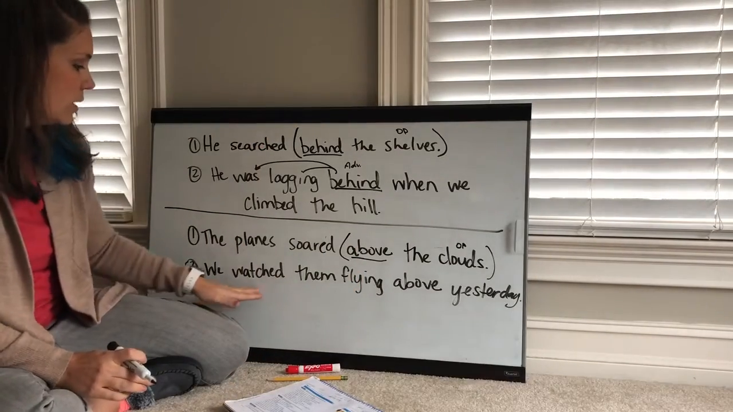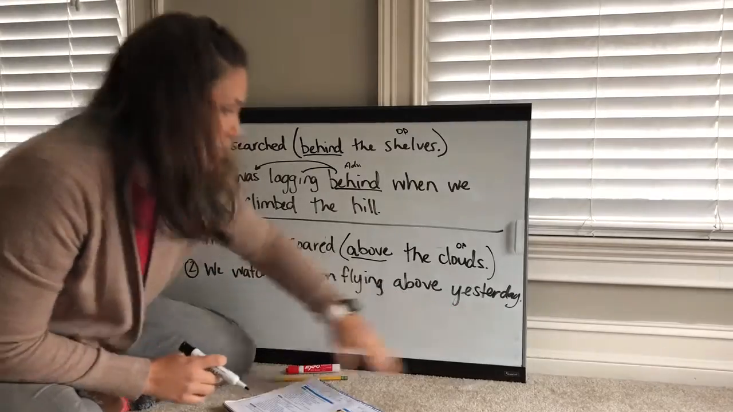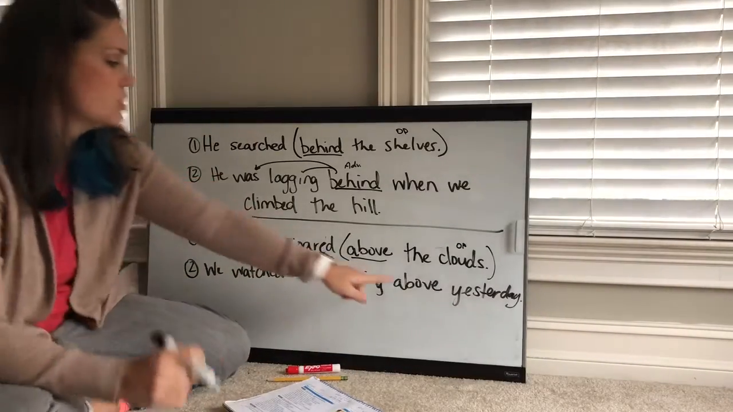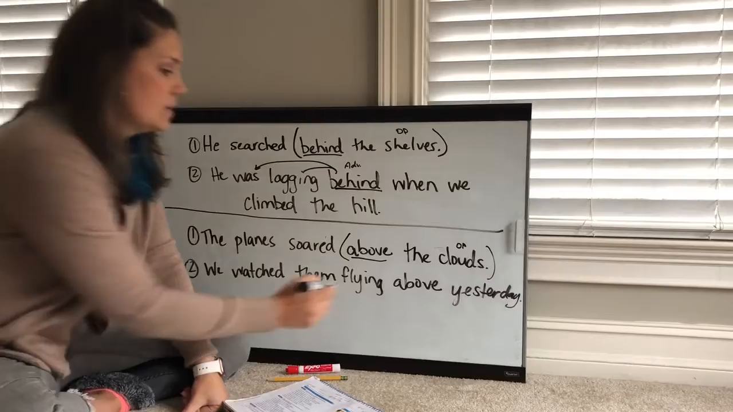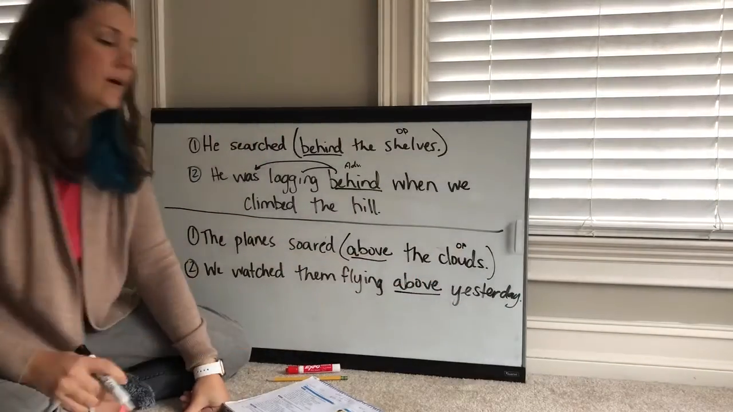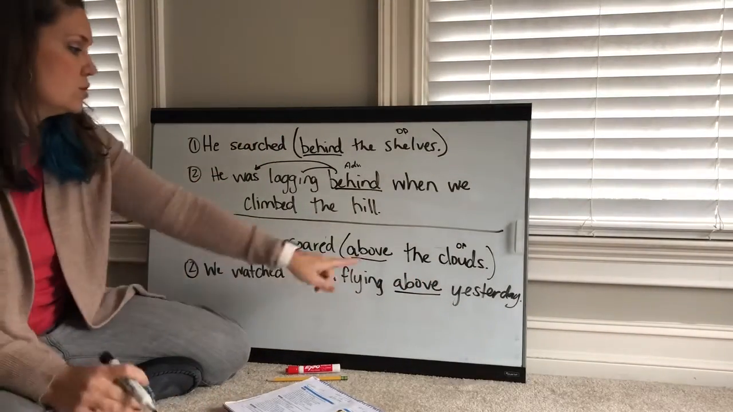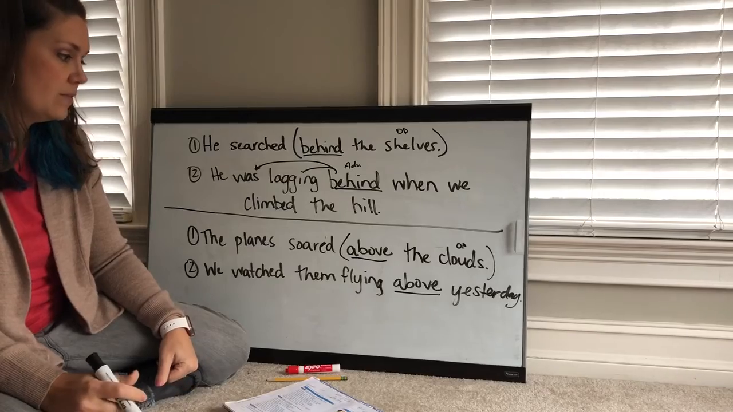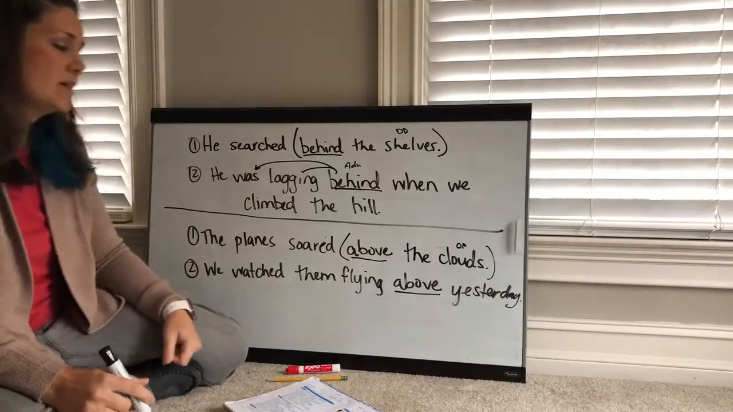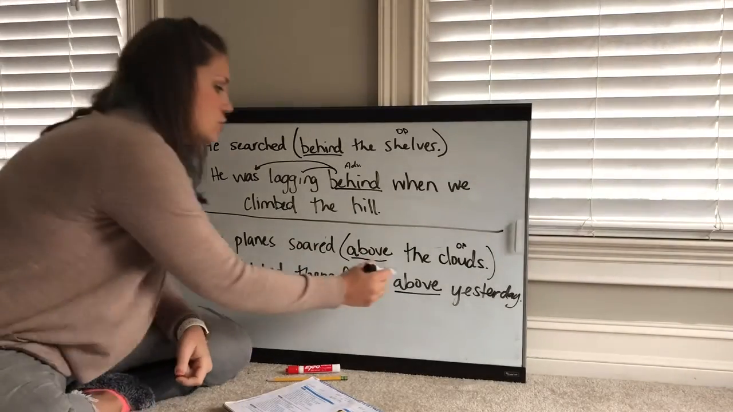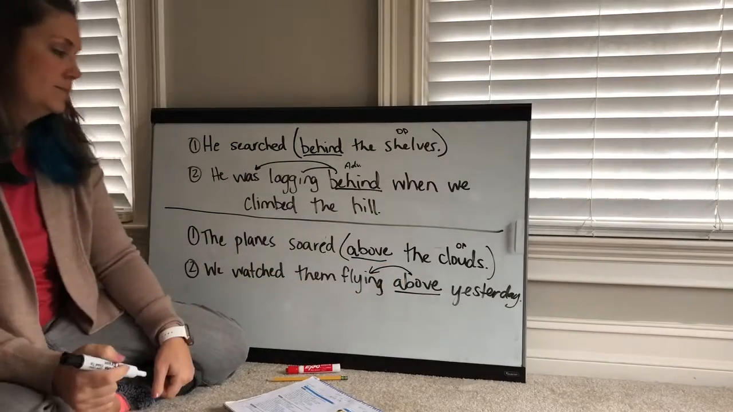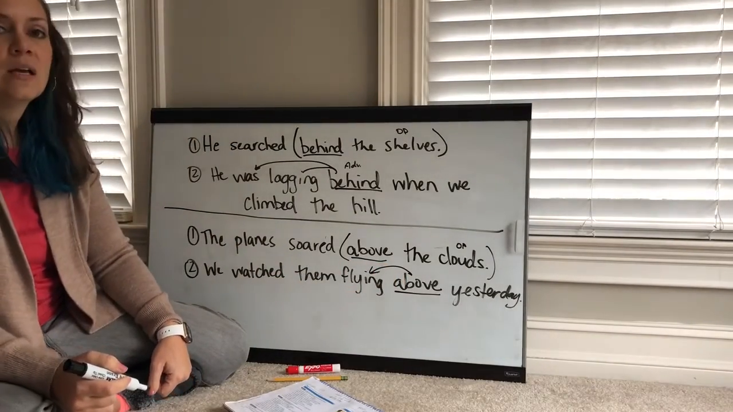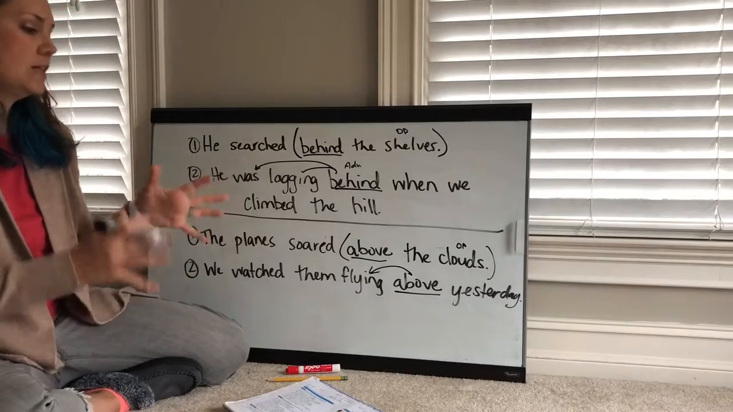In this one, we watched them flying above yesterday. Above what? There's nothing directly after it that is like a noun describing what it's above or what is above it. So therefore, I know this has to be an adverb as well, describing where they are flying. So I hope that you guys can understand this.